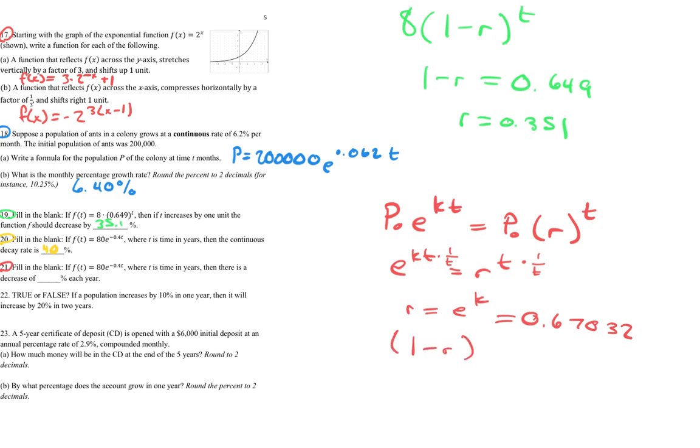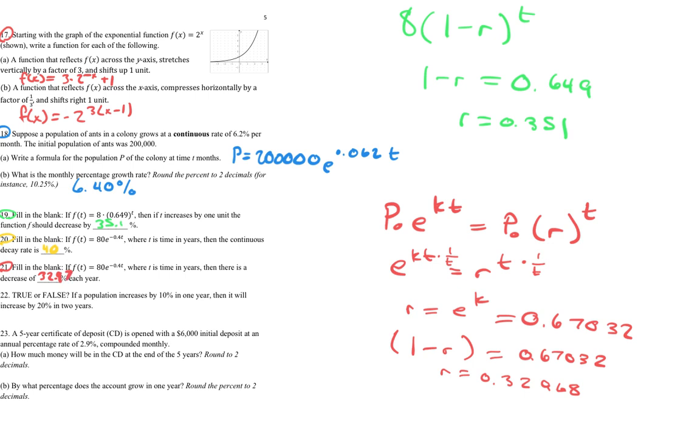Because we're saying that we're decreasing, because this is less than 1, we want to figure out that percent that we are away from 1. So we know this is going to be equal to 0.67032. Then if we solve for r here, we get that r is going to equal 0.32968. So what this means is that we're decreasing by 32.968% per year. So the answer here is that there will be a decrease of 32.97% each year.